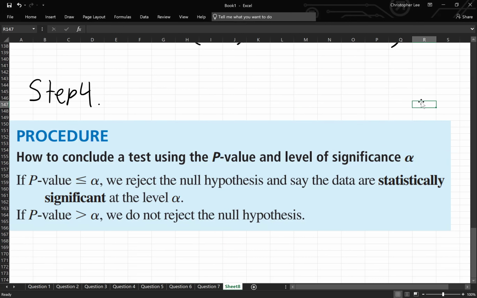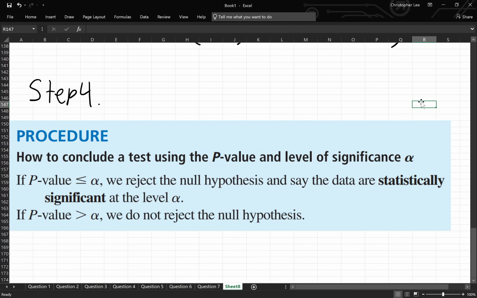If the p-value is less than or equal to alpha, we reject the null hypothesis, and you say that the data are statistically significant at the level alpha. If the p-value is greater than alpha, we do not reject the null hypothesis.